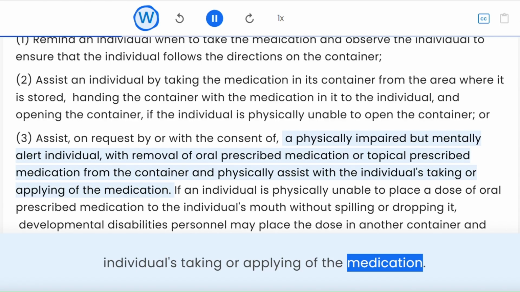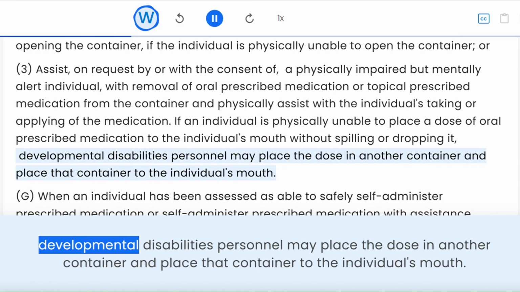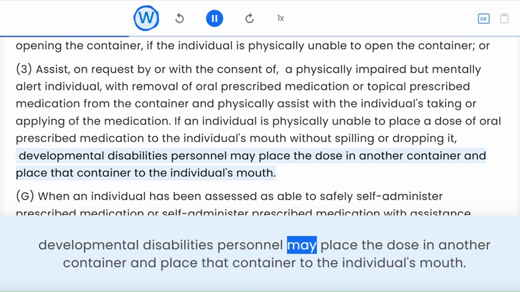applying of the medication. If an individual is physically unable to place a dose of oral prescribed medication to the individual's mouth without spilling or dropping it, developmental disabilities personnel may place the dose in another container and place that container to the individual's mouth.